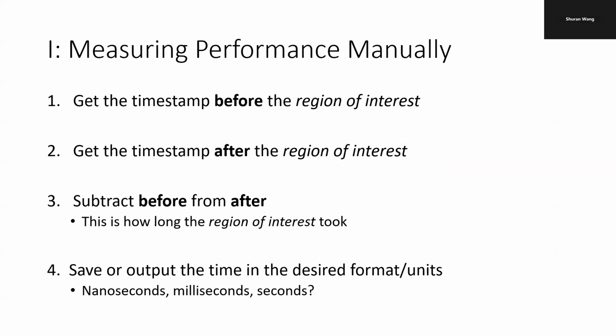Our first option, which is the simplest, to measure the performance manually by adding some measurements inside your region of interest. What you do is you get the timestamp before the region of interest, get the timestamp after the region of interest, subtract, and you can see the time spent in the region of interest by outputting them in whatever format or units you would like.